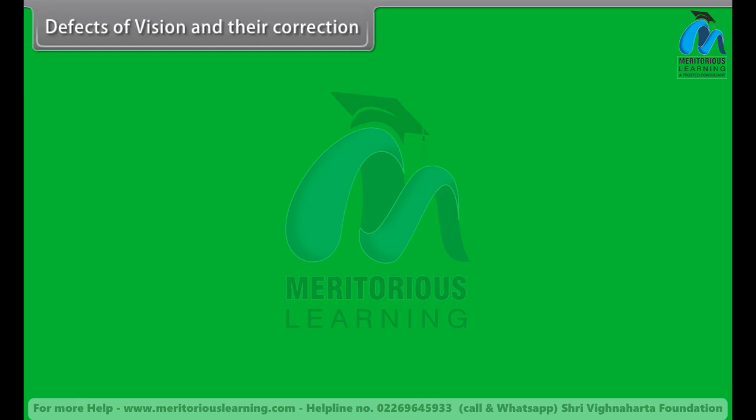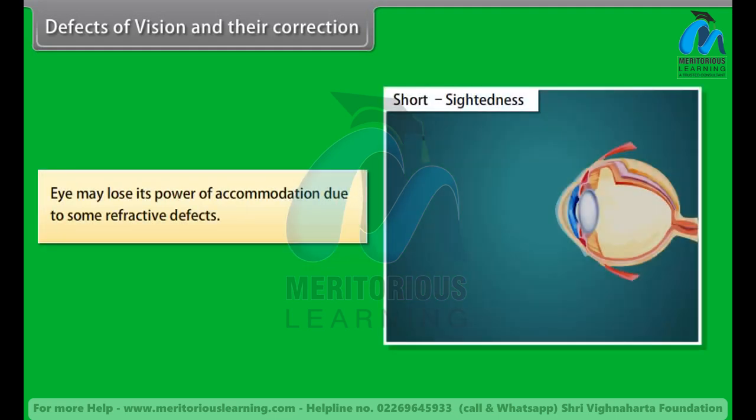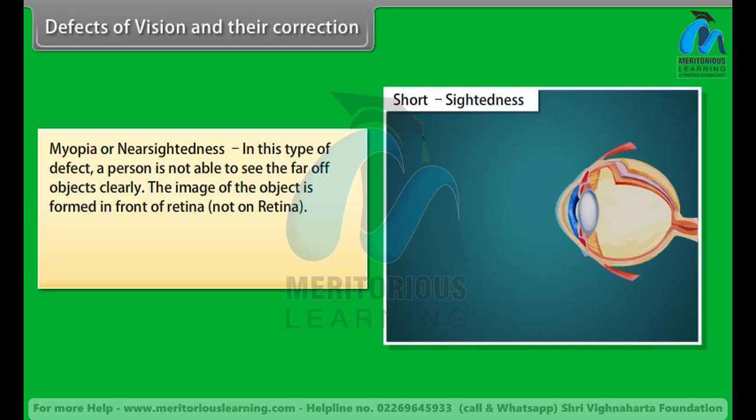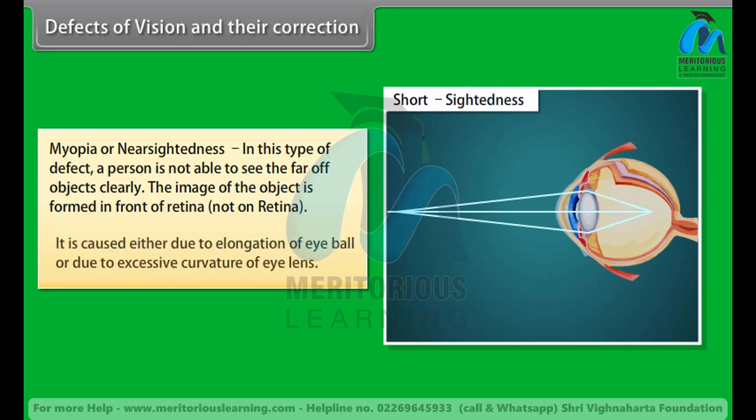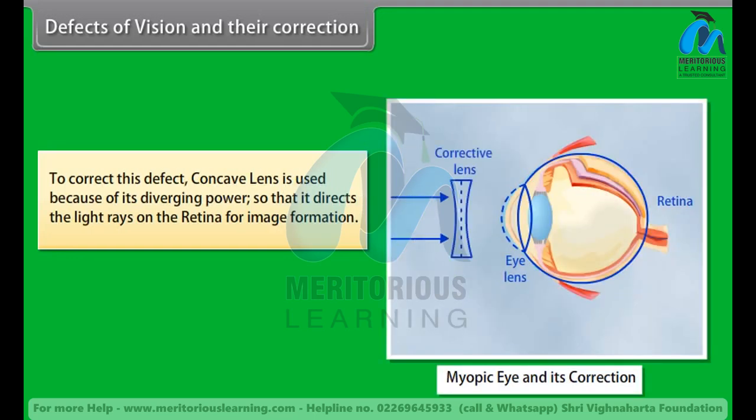Defects of vision and their correction. The eye may lose its power of accommodation due to some refractive defects. There are 3 such defects. Myopia or nearsightedness. In this type of defect, a person is not able to see far-off objects clearly. The image of the object is formed in front of the retina. It is caused either due to elongation of the eyeball or due to excessive curvature of the eye lens. To correct this defect, a concave lens is used because of its diverging power, so that it directs the light rays onto the retina for image formation.